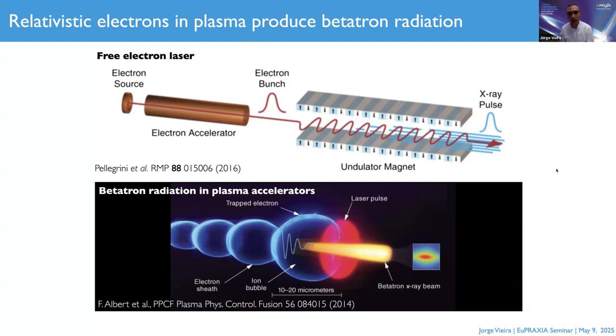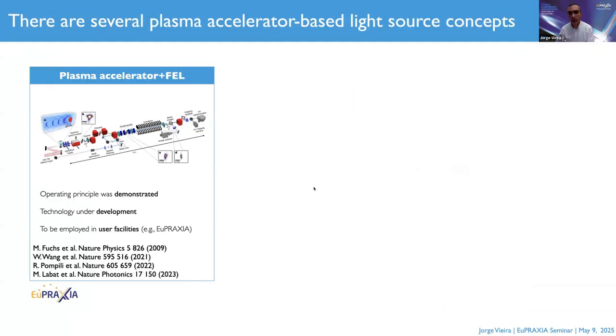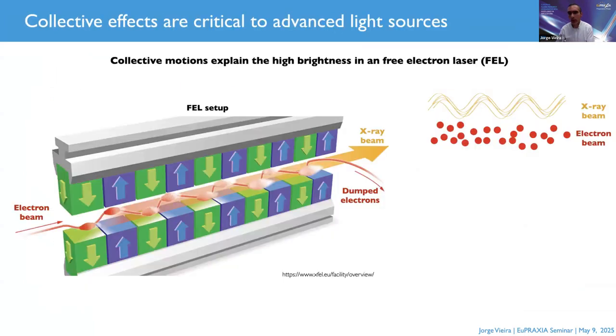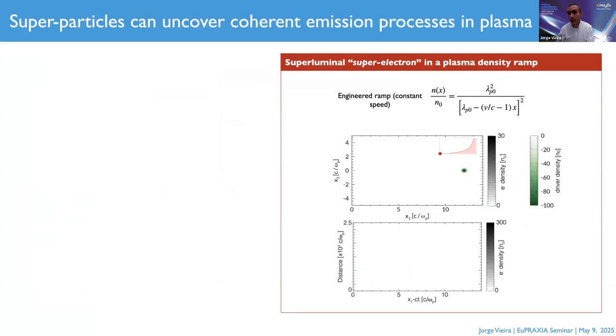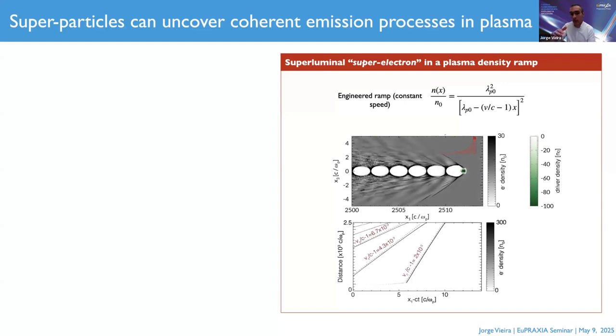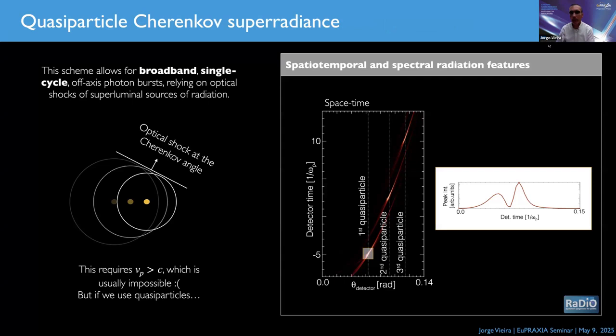Now, one interesting thing about the superluminal quasi-particle is that the emission is broadband, and it's nearly a single cycle, and so it's very short. Even free electron lasers usually do not emit a single cycle radiation burst. It's a train, a sinusoidal X-ray beam, where there are many electric field oscillations.